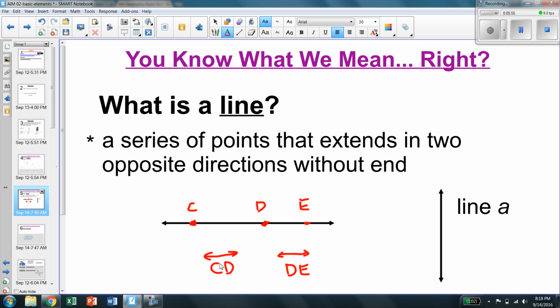So you have two options. You could use 2 points on the line to name it, or you could name it with one single lowercase letter. So that's a line. Goes on forever and ever and ever and ever. I know. All right, I'll stop.